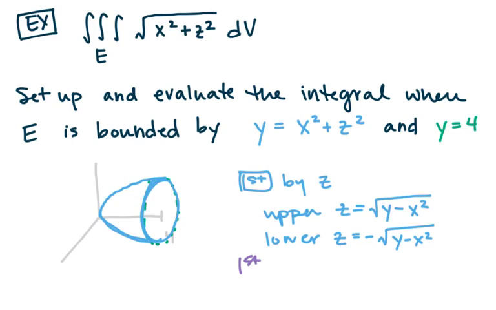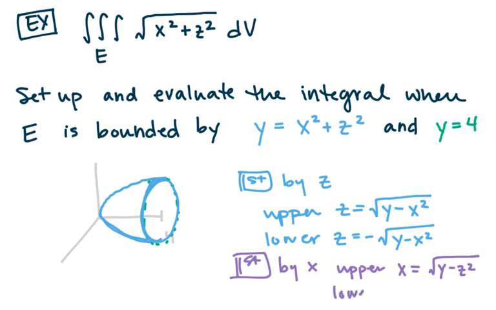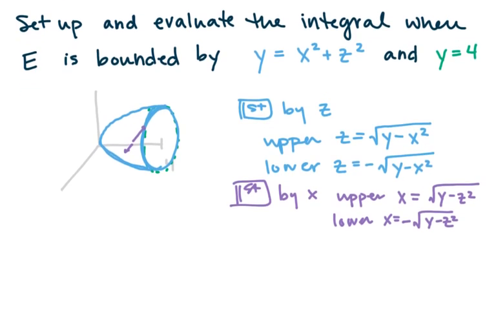If my choice was to integrate first in terms of x, I would get something similar, solving this paraboloid to be x equals the square root of y minus z squared, and then my lower would be x equals negative square root of y minus z squared. So that would be the front and the back piece, thinking about what we would be touching as we moved out on the x-axis.